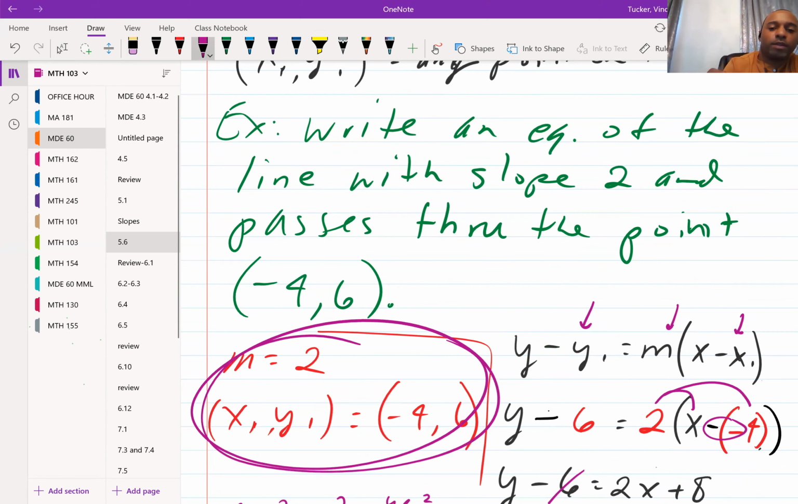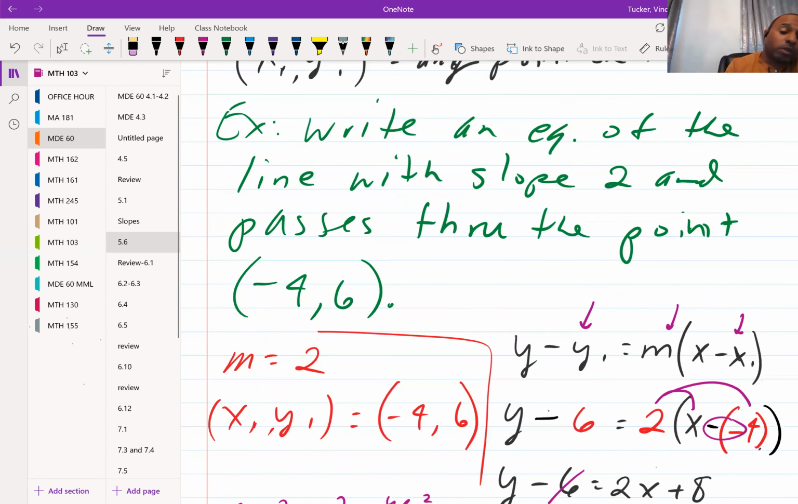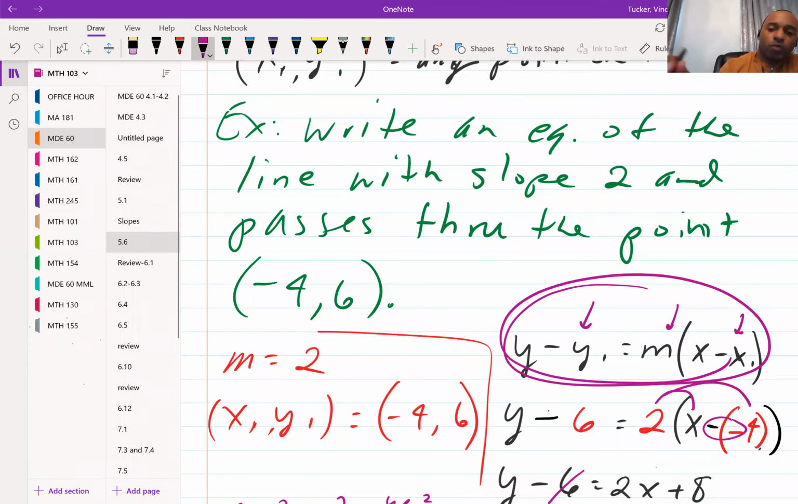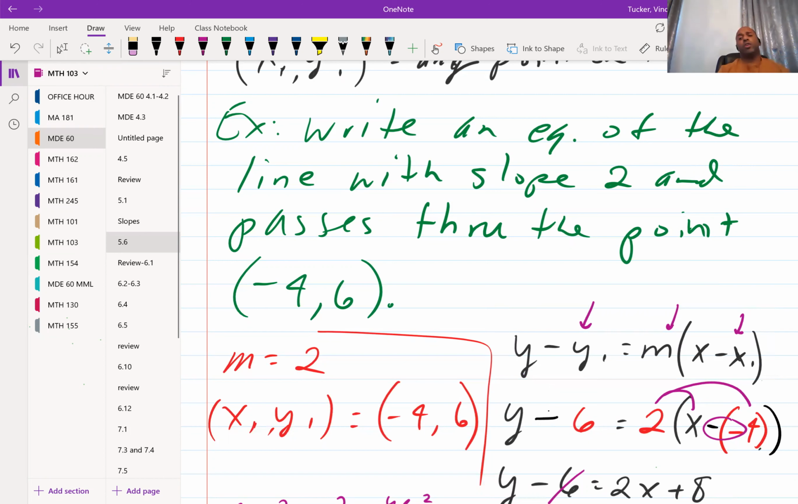So here we're just labeling the given information. M is our slope, so m is equal to 2. (x1, y1) is our point, -4 and 6. Looking at our formula, y minus y1 equal to m times x minus x1, notice we're plugging in for the values of x1, y1 and m. The regular x and the regular y are still going to be a part of your equation. This line right here is that substitution. y minus 6 equal to 2 times x minus -4. Make sure you don't lose a negative.